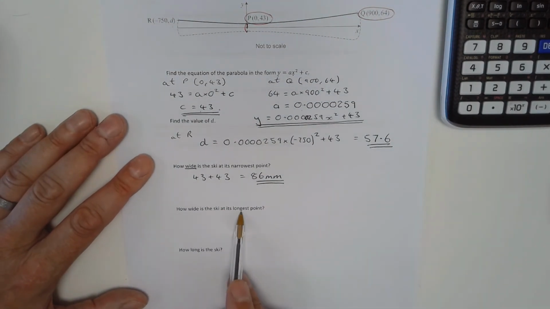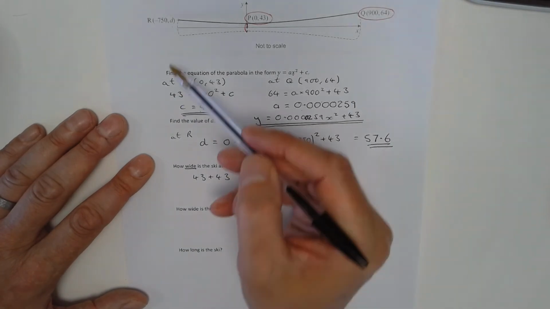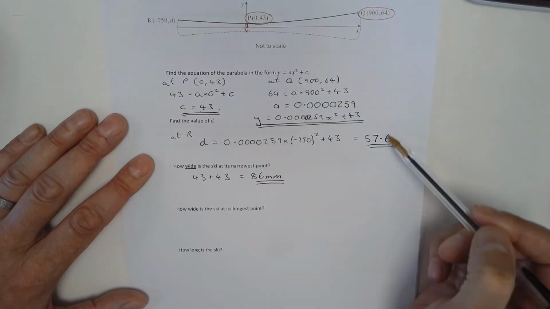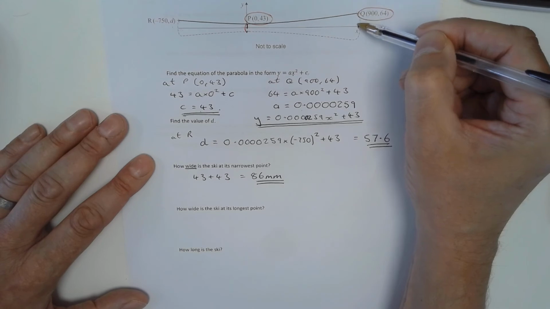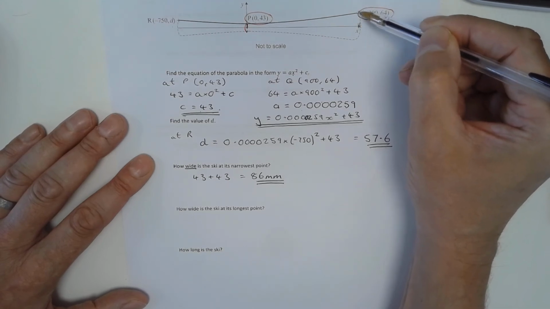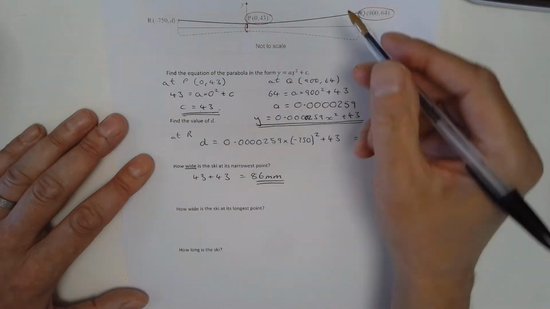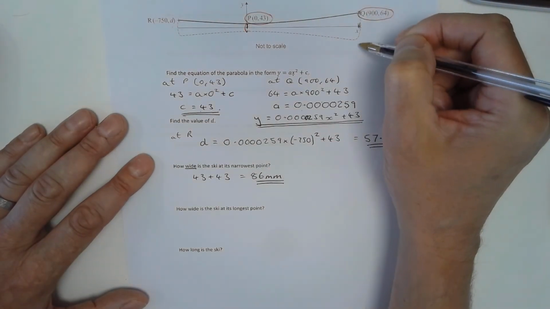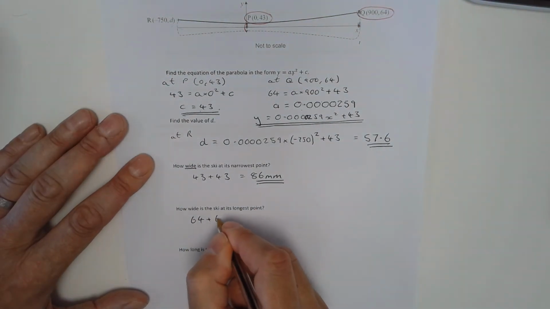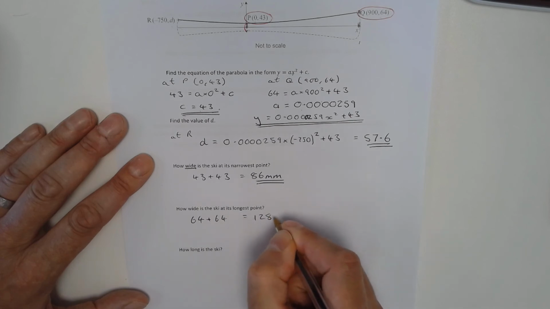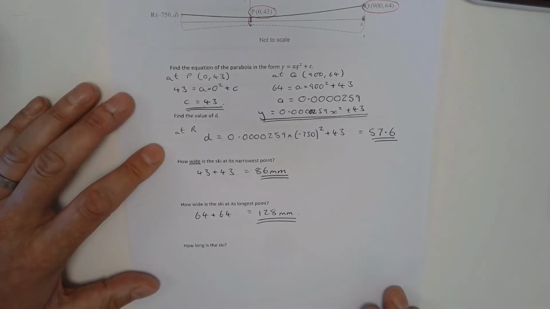Same sort of idea. How wide is the ski at its widest point? Here it's 57.6 away from the origin, and here it's 64 millimetres away from the origin. So we're applying our parabola to the context of the problem. This is the widest part of the ski, so what I've got is 64, and then 64 down below is 128 millimetres.